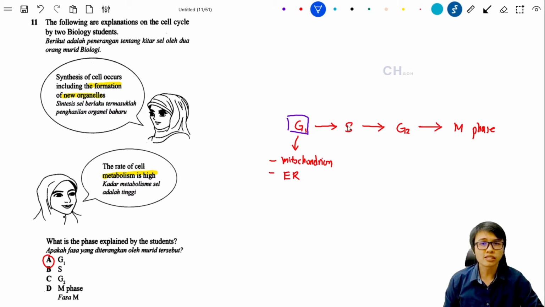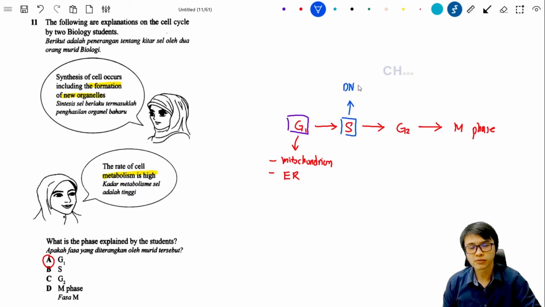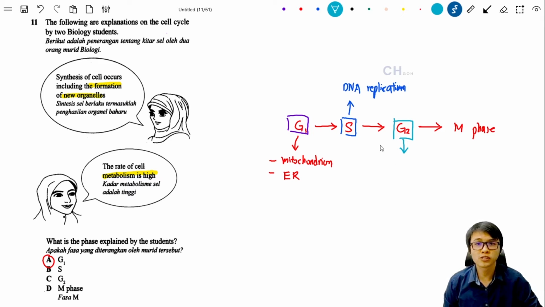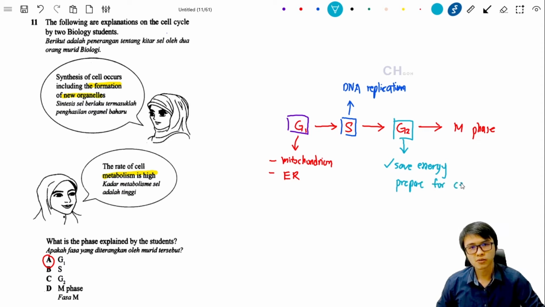And what happens in the S phase and G2 phase? For S phase, DNA replication. The DNA will replicate themselves to form the second set of the DNA. G2 phase is the growth phase 2. Normally their metabolism rate is still high, but they will not produce any new organelles because they want to save energy. Why do they want to save energy? Because they are going to prepare for cell division.